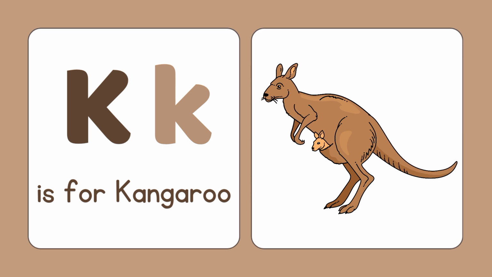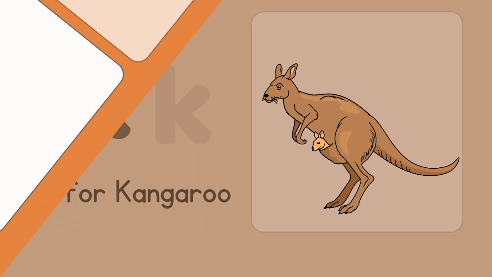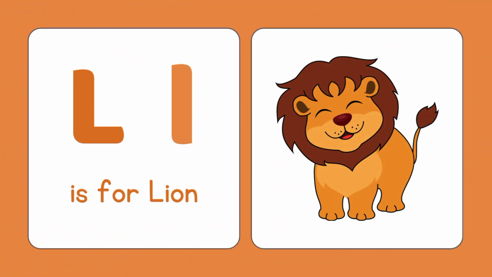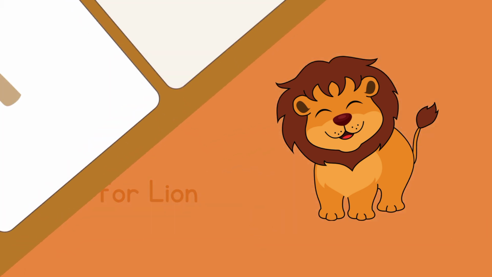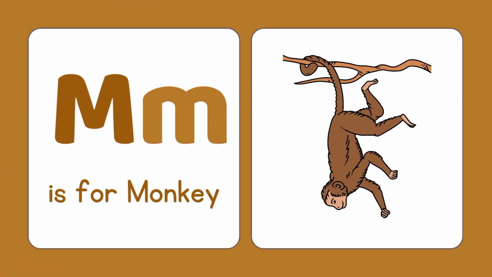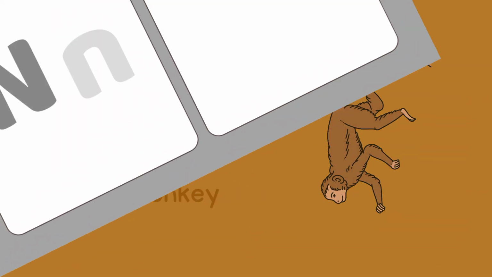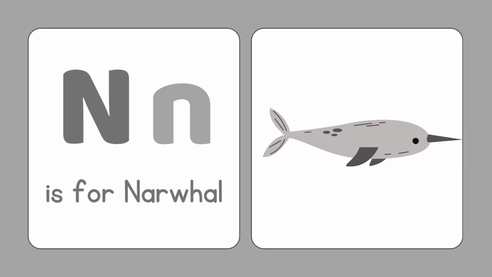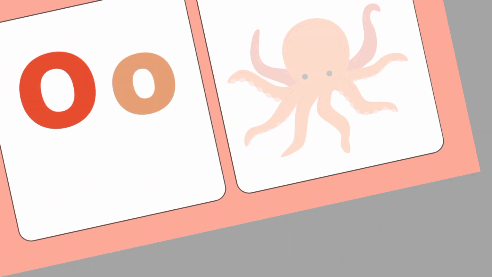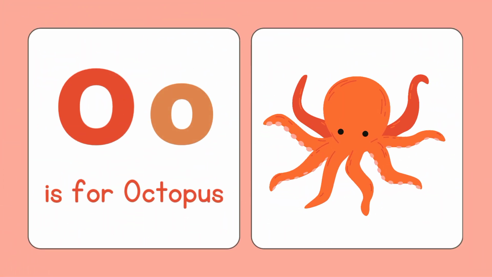K is for kangaroo. L is for lion. M is for monkey. N is for narwhal. O is for octopus.